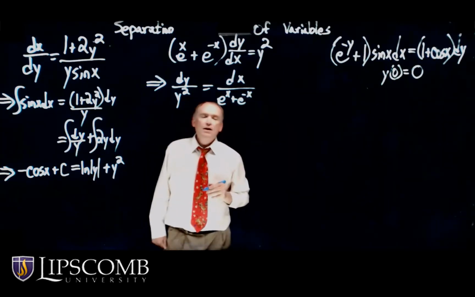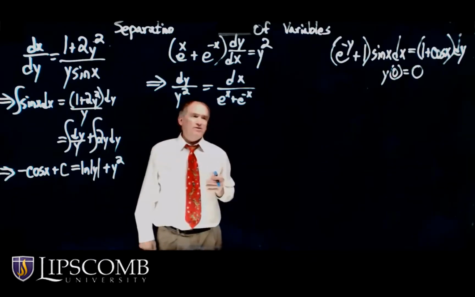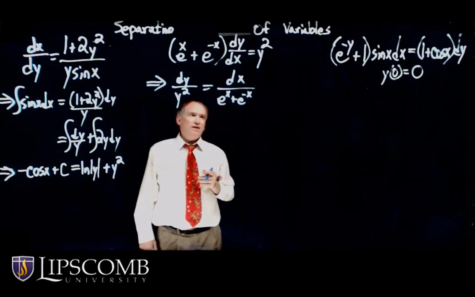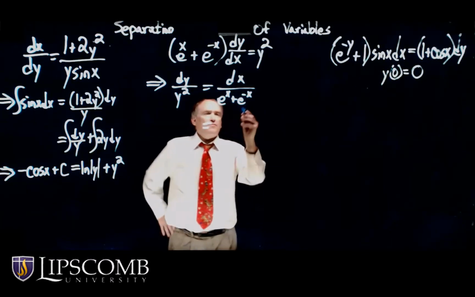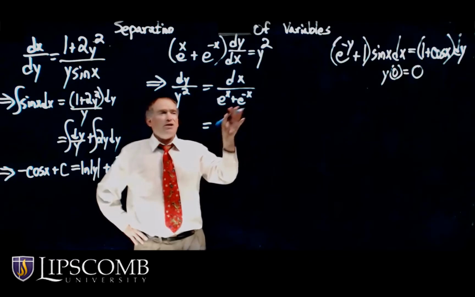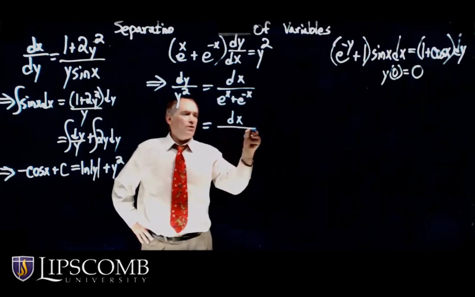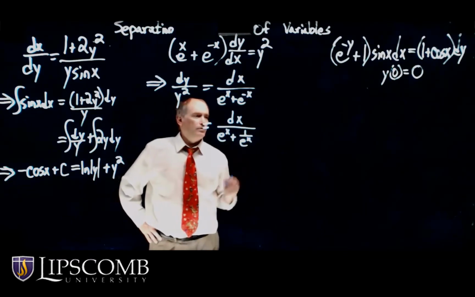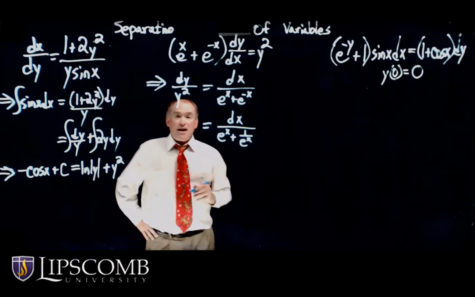Now, I can easily integrate this left-hand side. It's the other side that needs a little manipulation. So let's manipulate it. The first thing I'm going to do is take this e to the minus x and make it into a fraction. So this would be dx over e to the x plus 1 over e to the x. Well, let's get a common denominator. So that'd be e to the x.